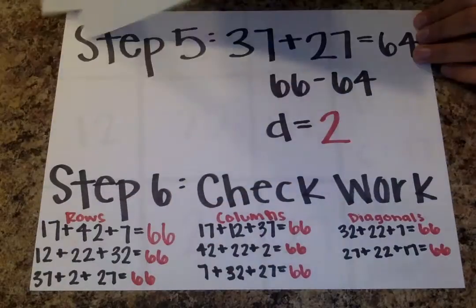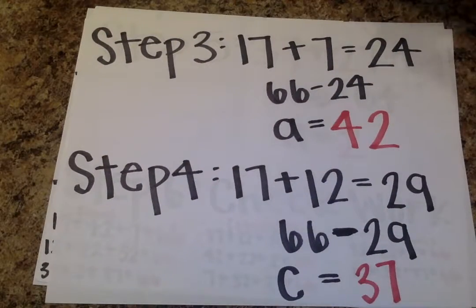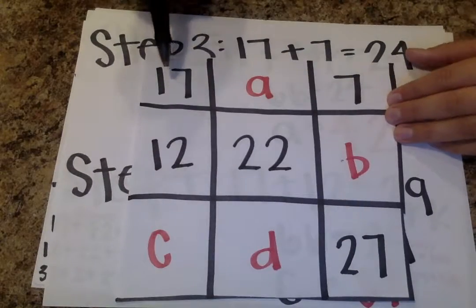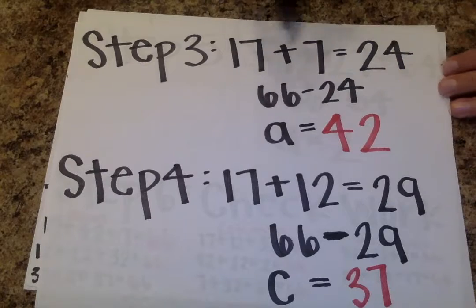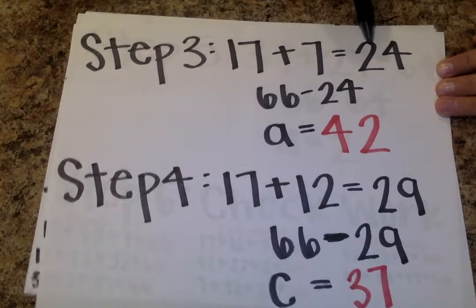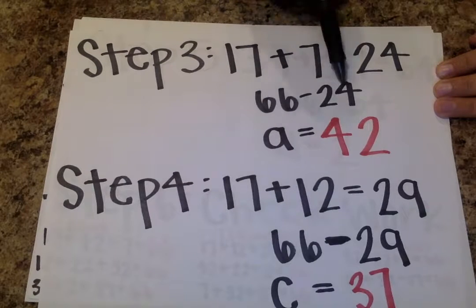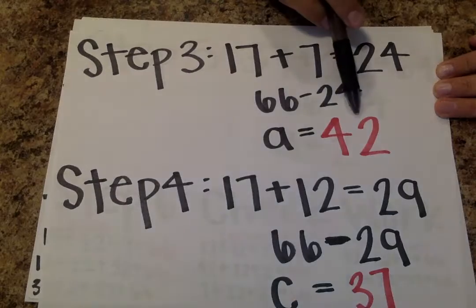And then for step 3, I found the value for A. So you're going to plug 17 and 7 in. So 17 plus 7 will give you 24. And then your total sum will be 66 minus 24, giving you a total for A as 42.